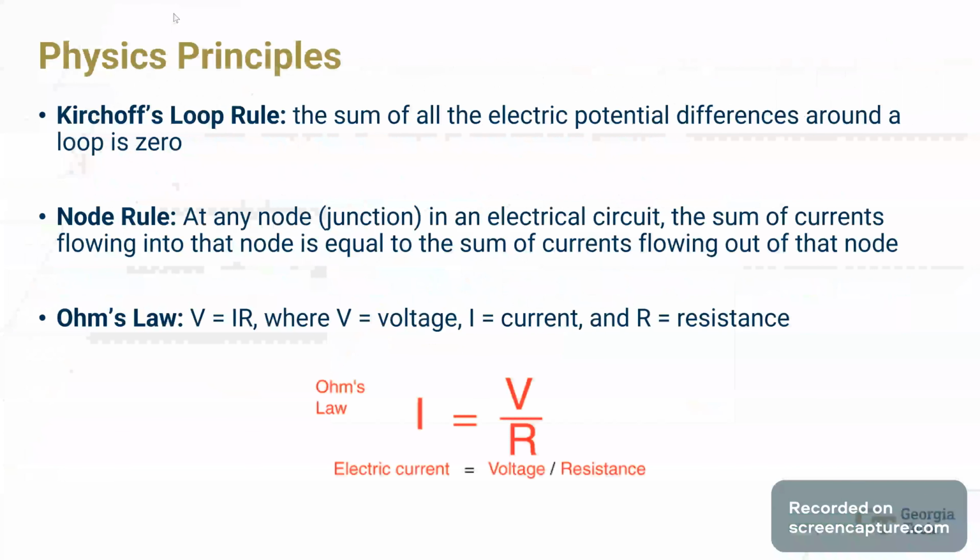Some physics principles used are Kirchhoff's loop rule, where the sum of all electric potential differences around the loop is zero. The node rule, where at any node in an electrical circuit, the sum of the currents flowing into that node is equal to the sum of the currents flowing out of that node. And Ohm's law, V equals IR, where V is voltage, I is current, and R is resistance.